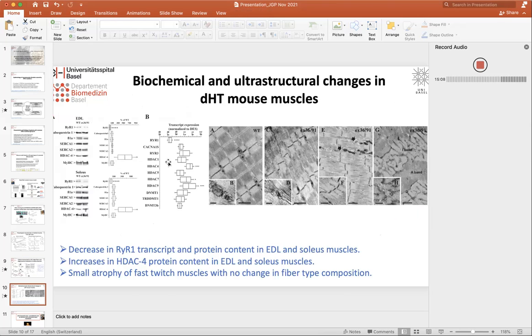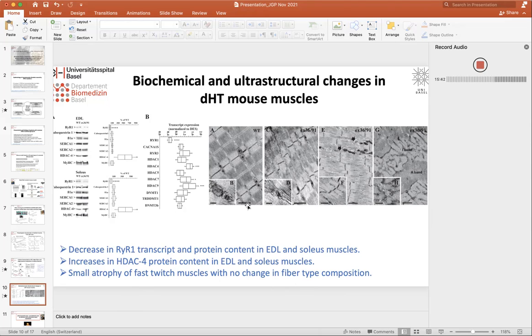Finally, we performed ultrastructural analysis and biochemical experiments. As you can see here, in the double hetero mice, the amount of ryanodine receptor in EDL and soleus muscles was always significantly reduced by more than 50%, while histone deacetylase 4, which is a class 2 histone deacetylase, is significantly increased. I don't have any of the pictures here, but there was a small atrophy of fast twitch muscles, but no change in the fiber type composition.